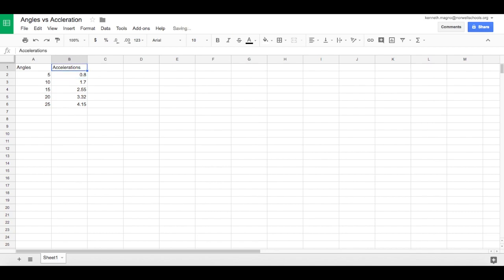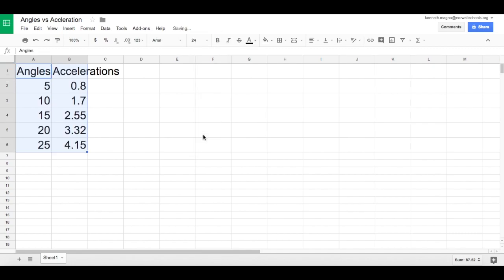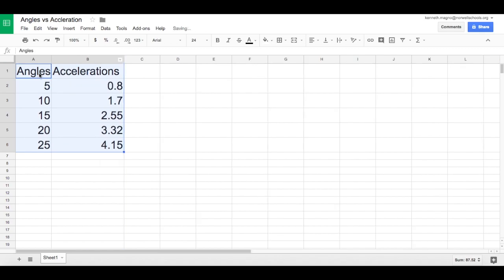Okay, so with these data points, we're going to make these things a little bigger for a second just so you can see them. Okay, there we go. So you can see the data I've got in a little easier. We've got these angles, they're in degrees. We've got these accelerations, they're in meters per second squared. So I would have recorded them from a lab. And I'm going to highlight them, and we're going to make a chart.